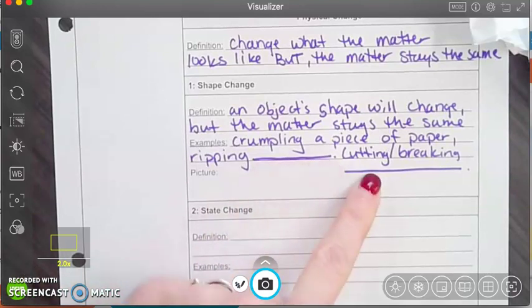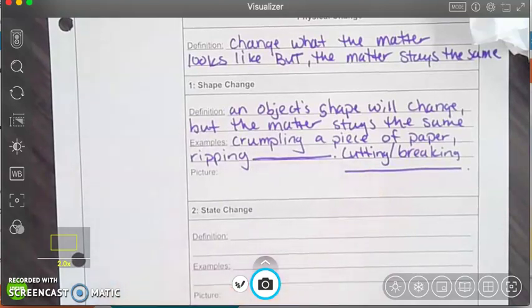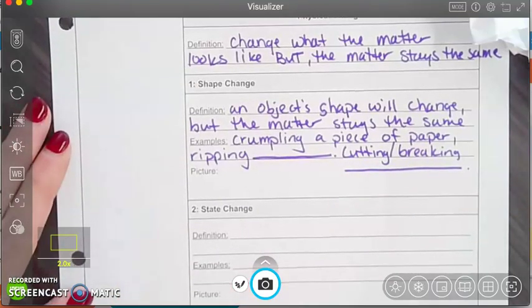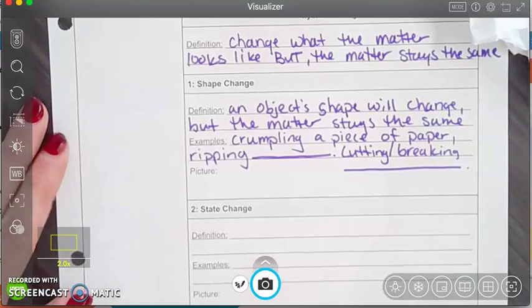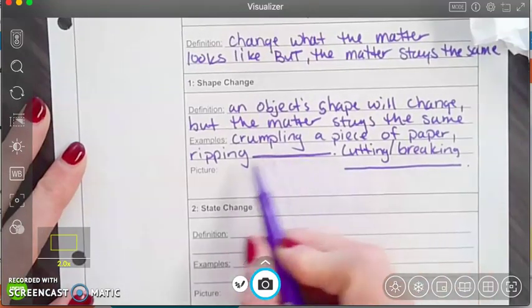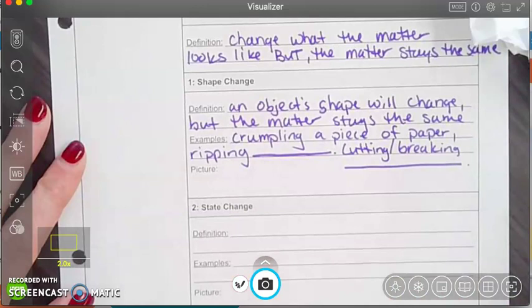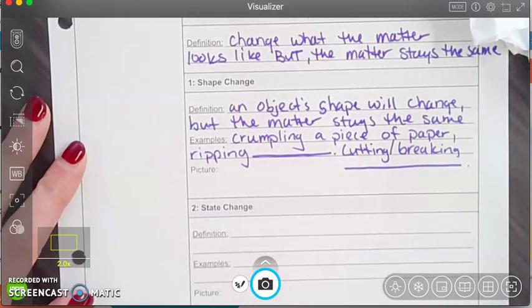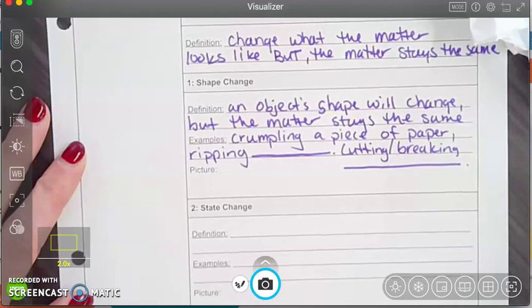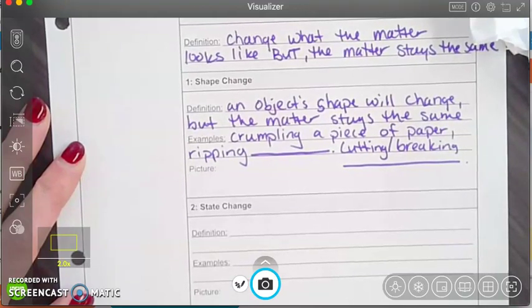I want you to think about, what's an object I could crumple or I could cut, I could break, and my matter would stay the same, but my object's going to look different. I want you to pause and write in 2 other objects that I could rip or cut where the matter stays the same even though it looks different. I want you to discuss this as a table, come up with a class list, and then press play.